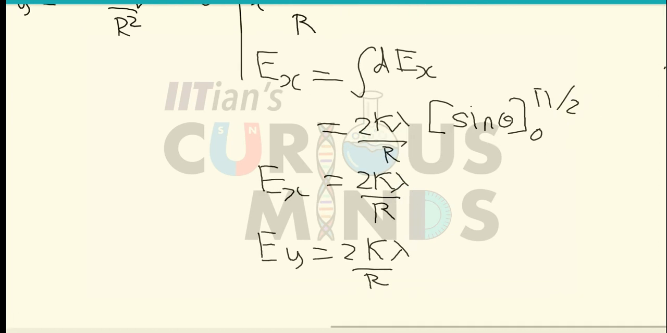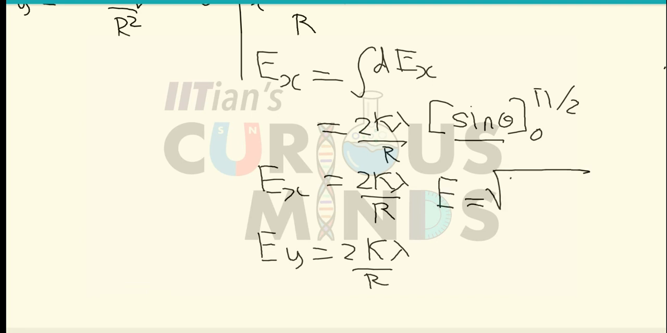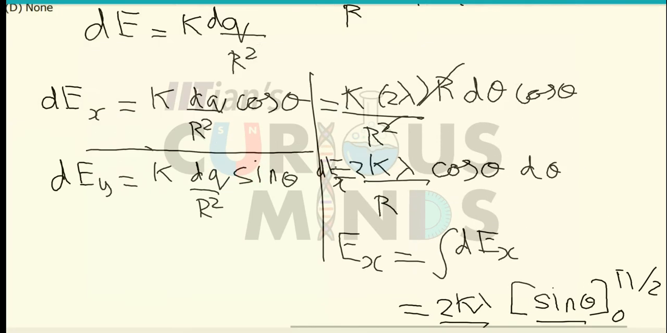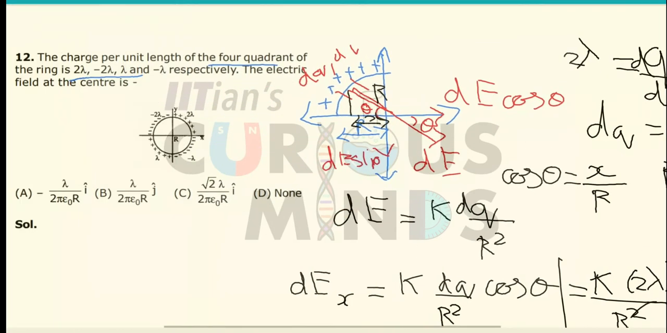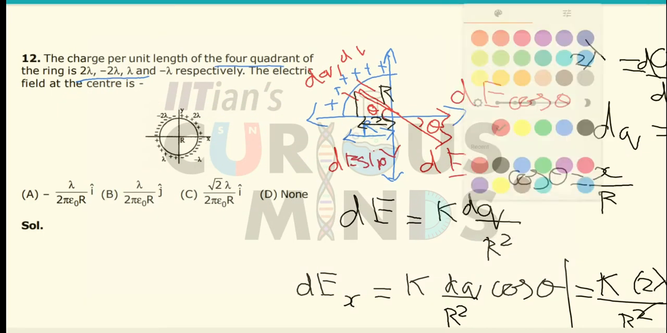Along the y direction it will also remain the same, 2kλ by r. If I integrate this part only, instead of sin theta there will be cos theta. So the total electric field will be equal to the root of Ex squared plus Ey squared, or let me find it in terms of Ex and Ey. Due to the x component, we will integrate that part later.